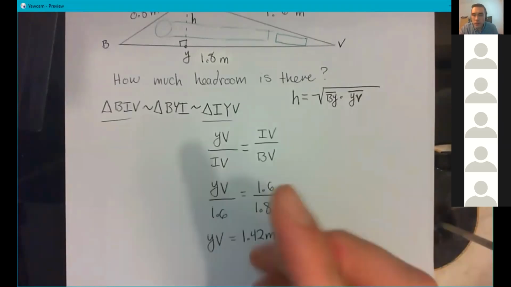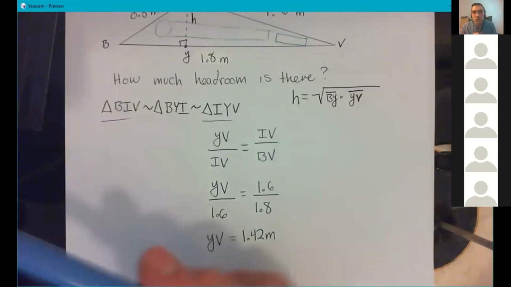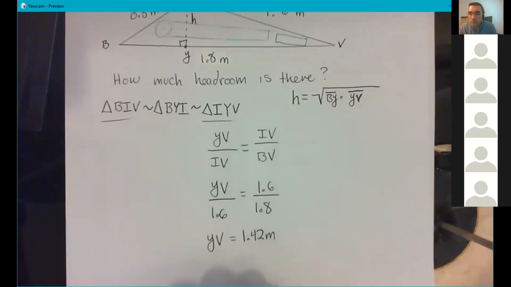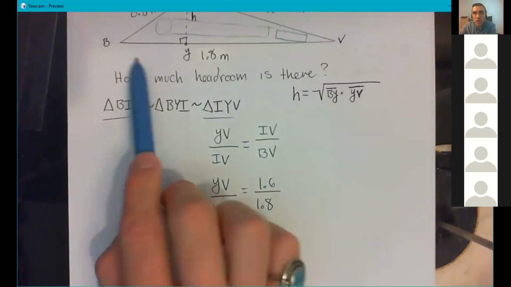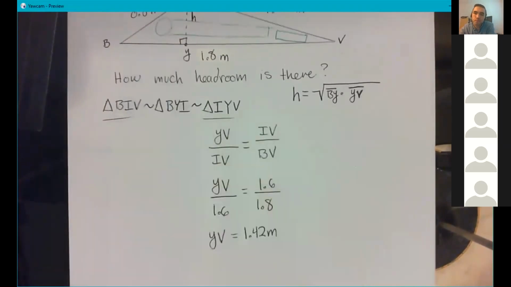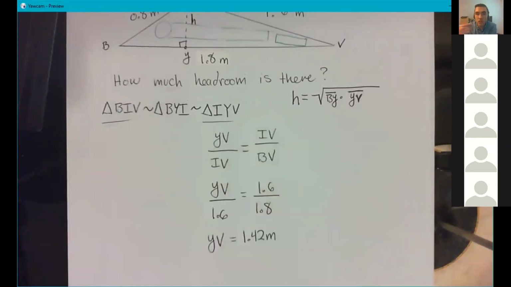And just so you know, this is in meters, not feet. And 1.8 meters is about 6 feet tall. So these are reasonable measurements for a bivy. Okay, so if YV is equal to 1.42 meters, how can we get BY? 1.8 minus 1.42. Correct, yeah. So we could set up another set of ratios in order to solve for this. That's too much work when we can just subtract.